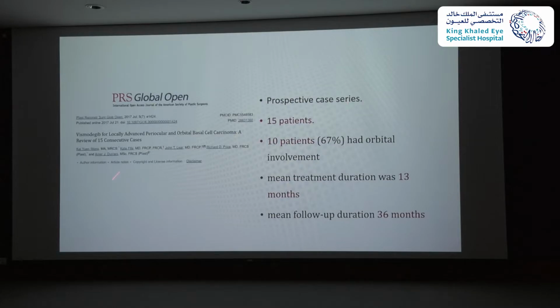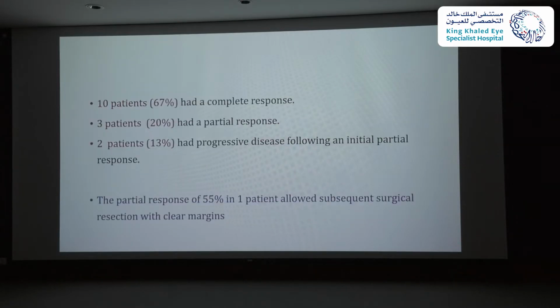This is another study. They included 15 patients, as done by Wong. It was a prospective case series. 10 patients had an orbital involvement. Mean treatment duration also was 13 months, which is good. And you can note here that they have a long follow-up of 3 years. 10 patients had a complete response, which is 67%. 20% had partial response, and 13% had progressive disease following the initial partial response.